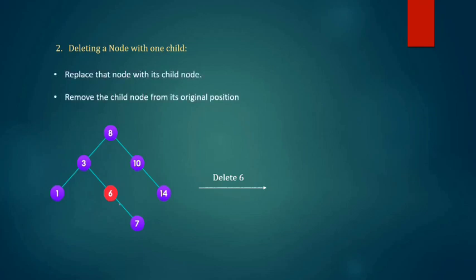So in this case, we replace the node with its child node and remove the child node from its original position. So the resultant tree looks like this. Is this a binary search tree? Yes, it is.